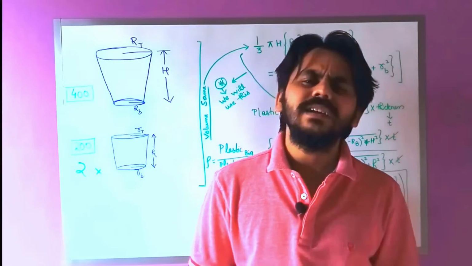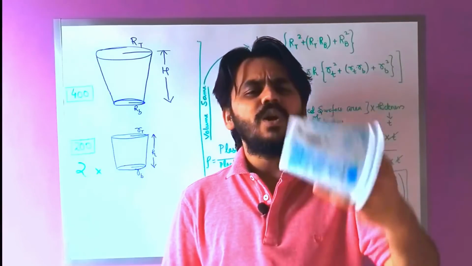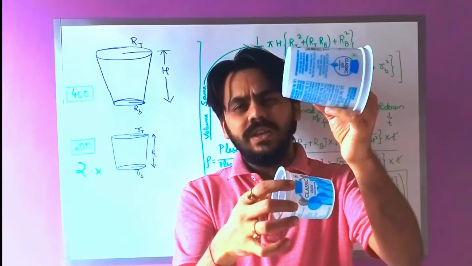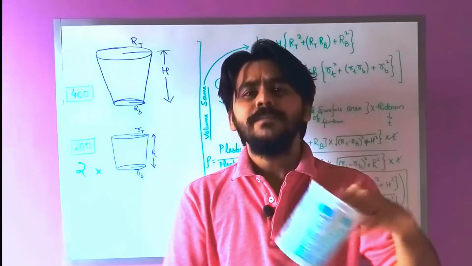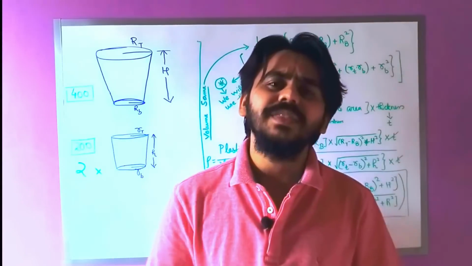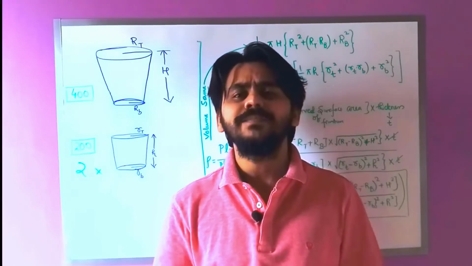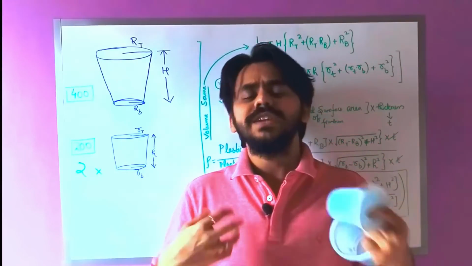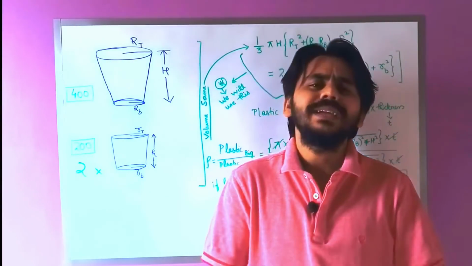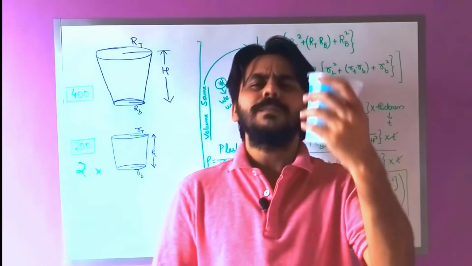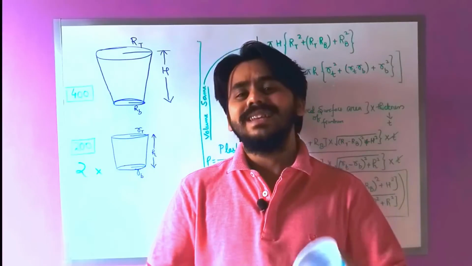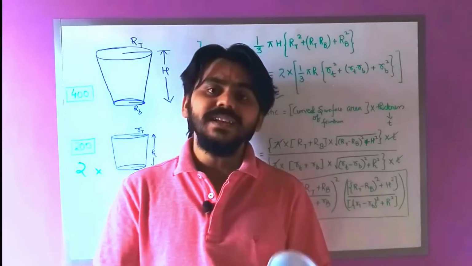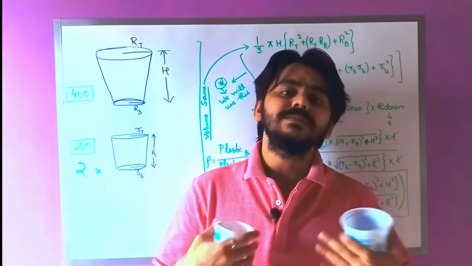So I divide the curved surface area of this by twice the curved surface area. Why twice? Because I have two such boxes. I will get an idea of what exactly is happening with the plastic consumption, which is greater. If the ratio is greater than 1, it means the plastic consumed by the bigger is greater, and if it's less than 1, the smaller's plastic consumption is more.